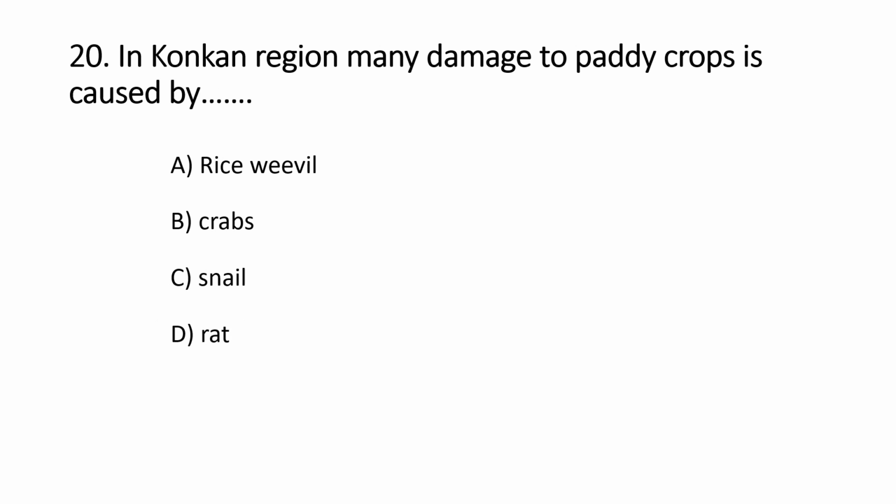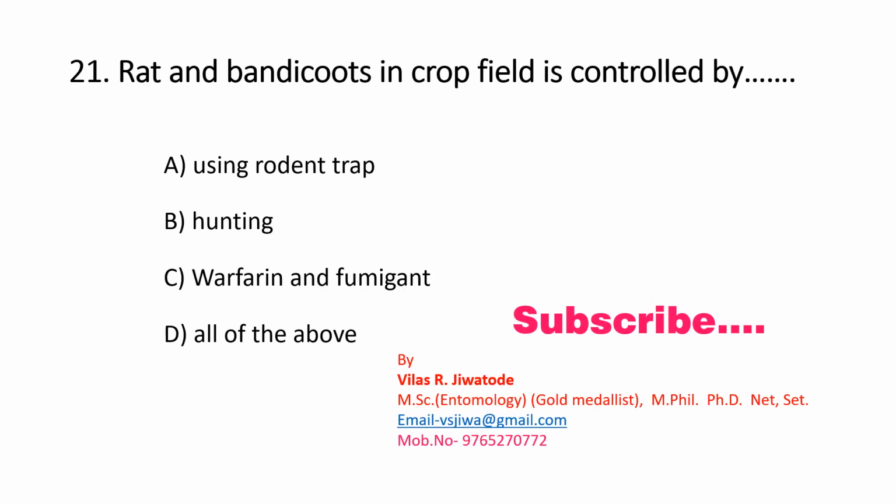Next, in Konkan region, much damage to paddy crop is caused by, options are rice weevil, crab, snail and rat. Here the rice weevil is a stored grain pest. Then crab is a non-insect pest, snail is a non-insect pest, rat is a non-insect pest. Here snail we consider a nursery pest. Now the next, crabs. In Konkan region, much damage to paddy crop is caused by crabs. Correct option is crabs.